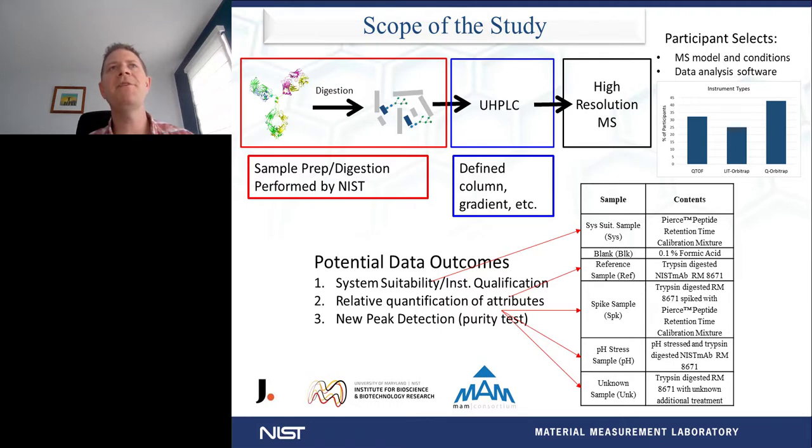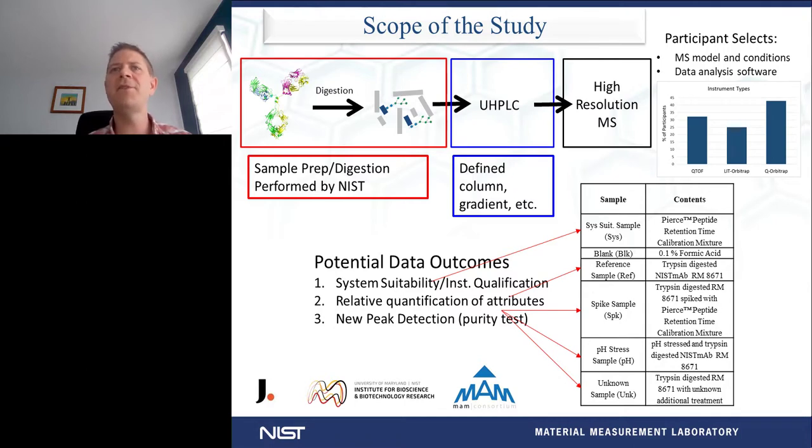And in order to do that, we supplied the users a number of samples. So we supplied them a system suitability sample, which was basically just a mixture of individual synthetic peptides that we knew the individual identity of. We also supplied them a reference sample. So this is essentially just the digested NISTmAb reference material. And then we sent them a couple of these challenge samples to actually look at their new peak detection capabilities.